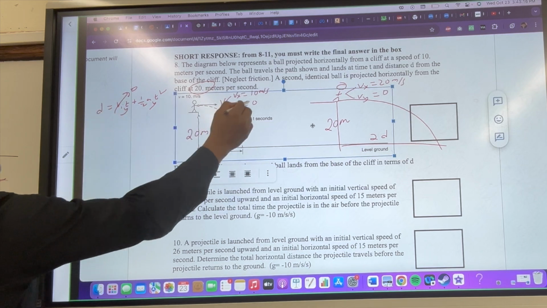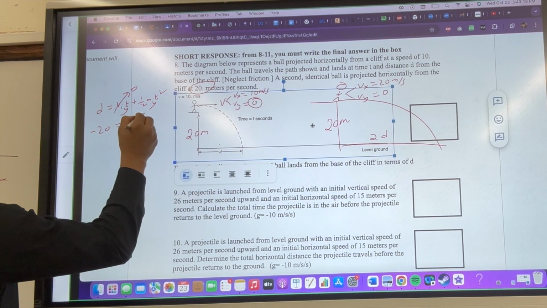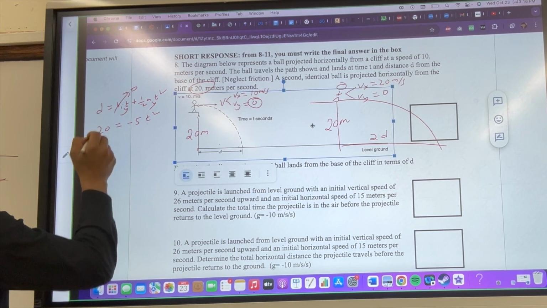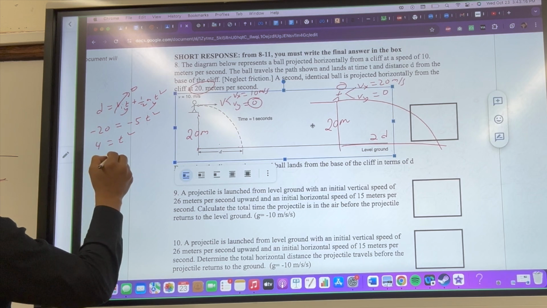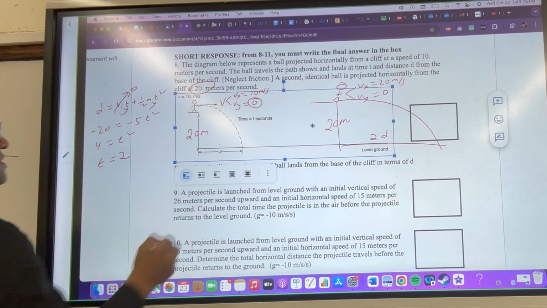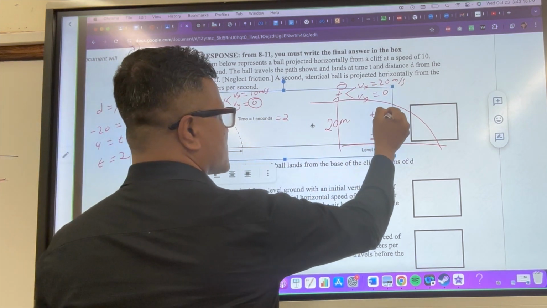So this is 0 because this one is 0. So d is negative 20 is equal to minus 5 t squared, right? So 5 goes to 20, 4 times. 4 is equal to t squared. T is equal to 2. All right, so the time it takes is 2 seconds.